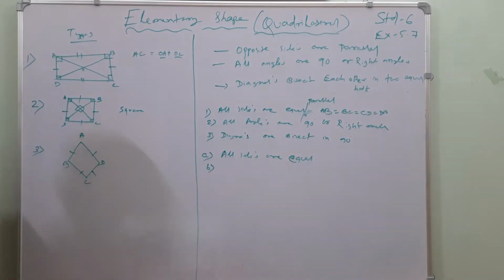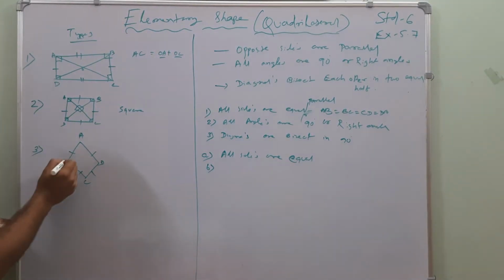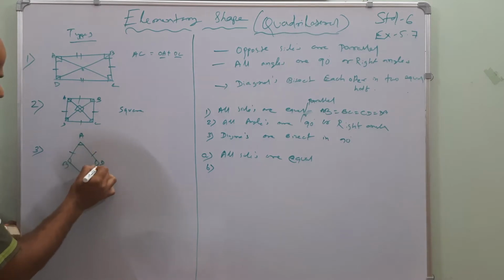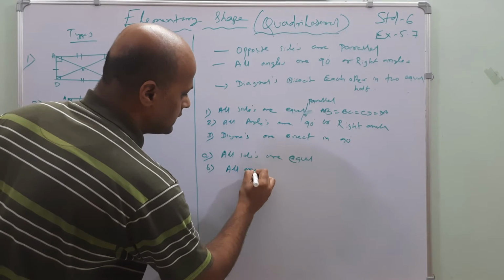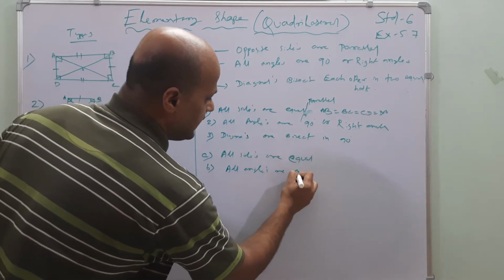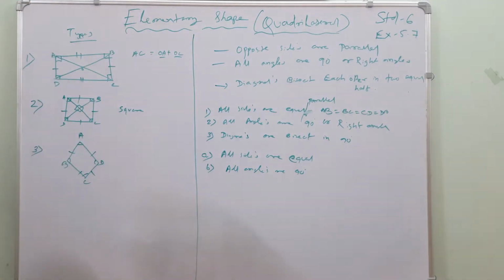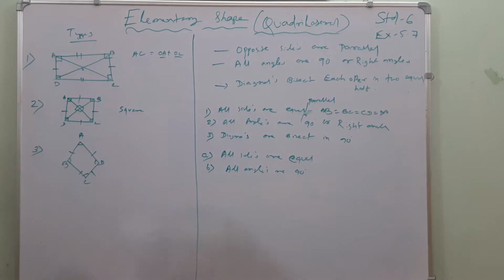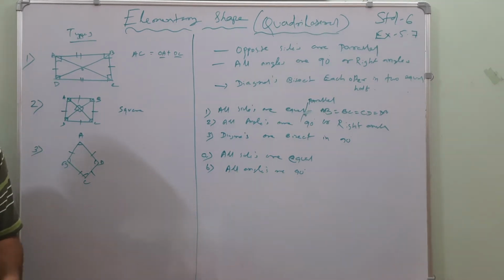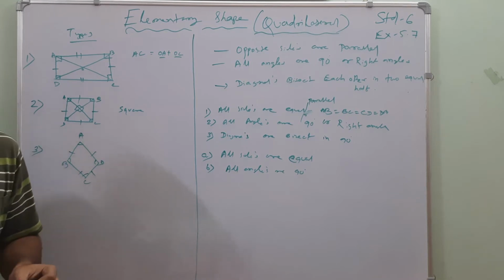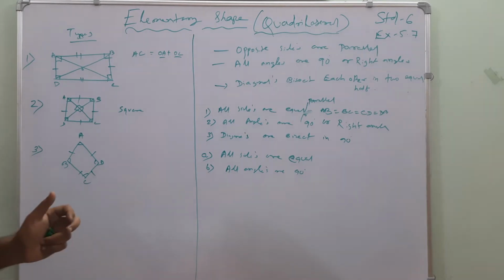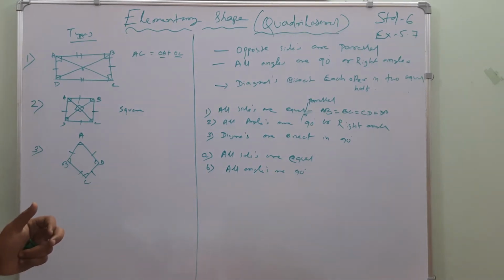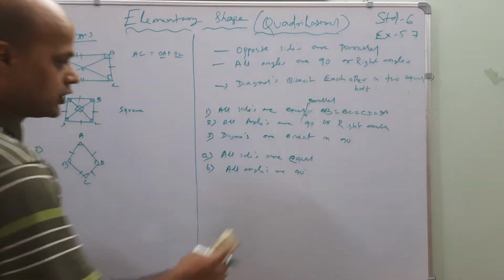Next, what about the angles? Just tell me, my dear friends. Are all angles 90 degrees? Understood? These are very, very important things for you, my dear friends. Okay, is it 90 degrees? What about the rhombus? It is saying that all angles are 90 degrees? Yes, very good. It is not 90 degrees.